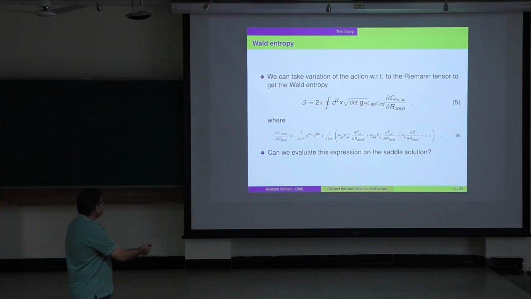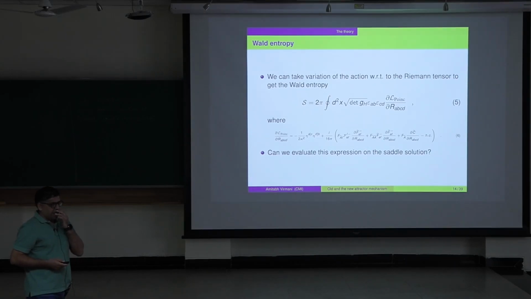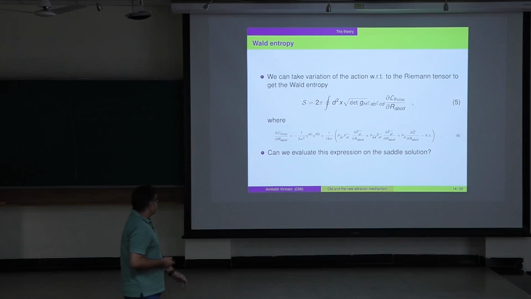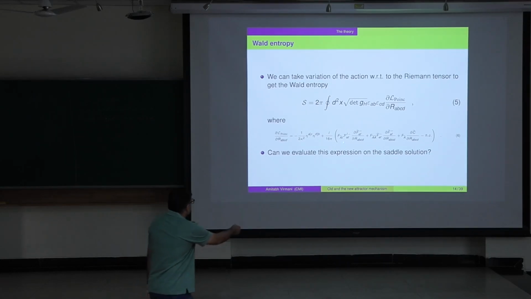Okay. So now we take the variation of this action with respect to the Riemann tensor to get the Wald entropy. If we just blindly compute this derivative, this is the kind of terms you will get. And the question is, can we evaluate this on the saddle solution? Many f's. So the curly F here is the photon, is it correct? The one with the I index. Those are the vectors. Yeah, I mean the curly F's are the vectors.